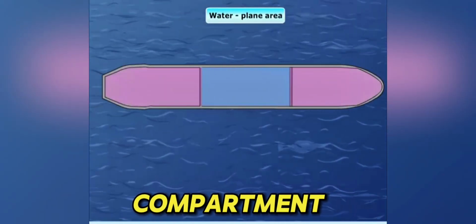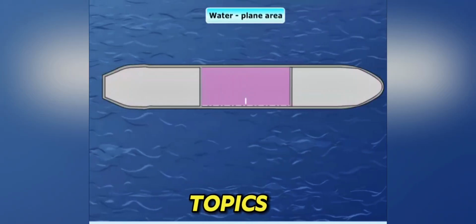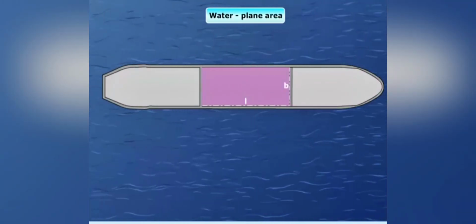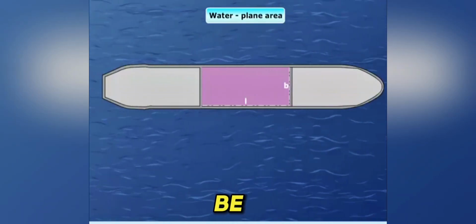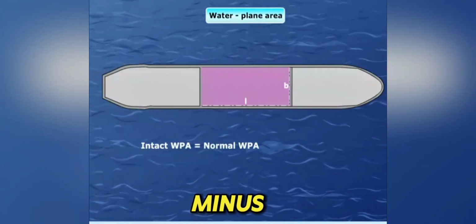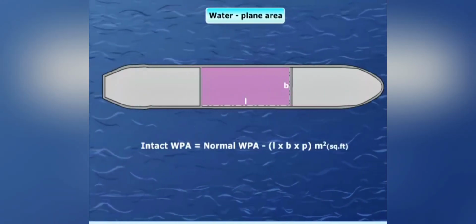In case the compartment bilged has permeability, P, as explained in the earlier topics, then the lost waterplane will also be reduced by this value of P. Hence, the formula will now be intact WPA equals normal WPA minus L times B times P meters squared, square foot.